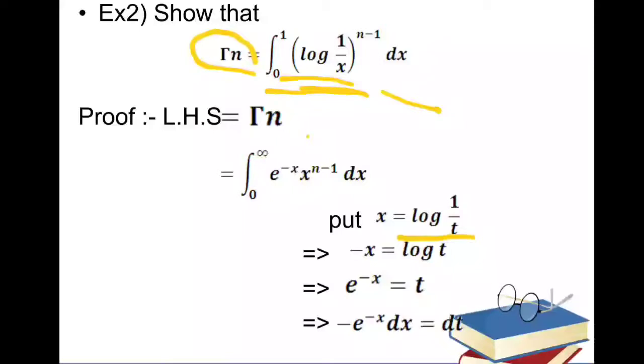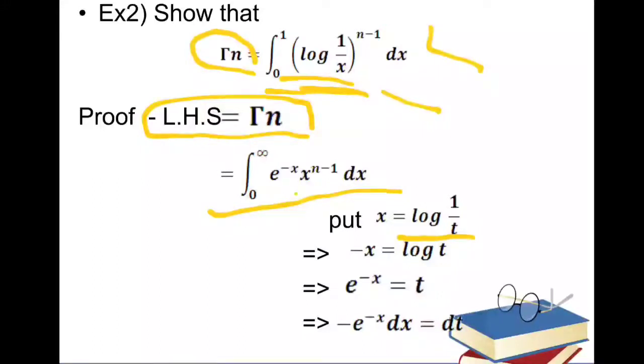So this is the new method. Here gamma of n is, by definition, the integral from 0 to infinity of e raised to the power minus x, x raised to the power n minus 1, dx. Now we want to convert this term into this integration. For that, we take x equals log of 1 by t. That means we want log of 1 by x. So directly we are taking x equals log of 1 by t.